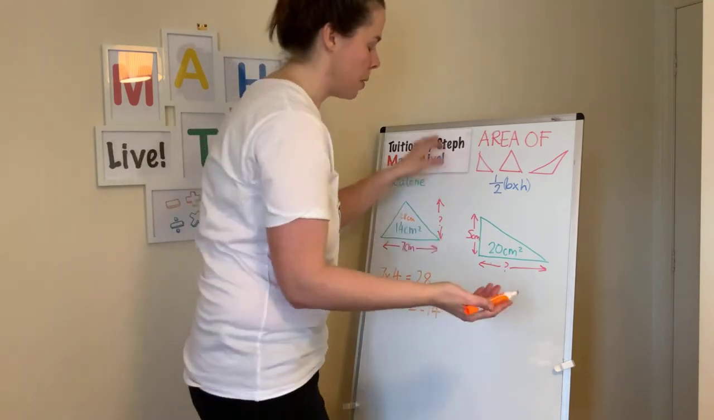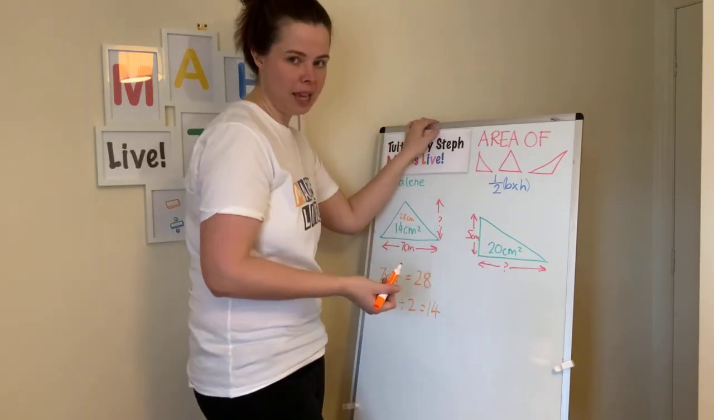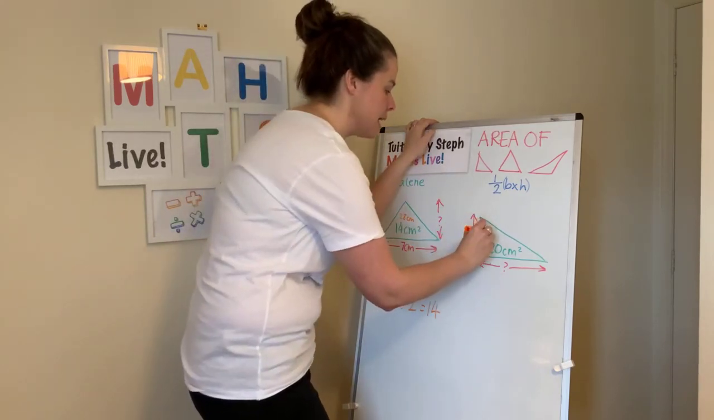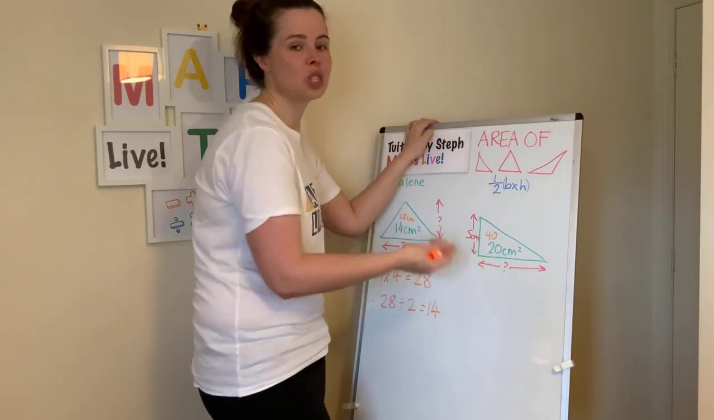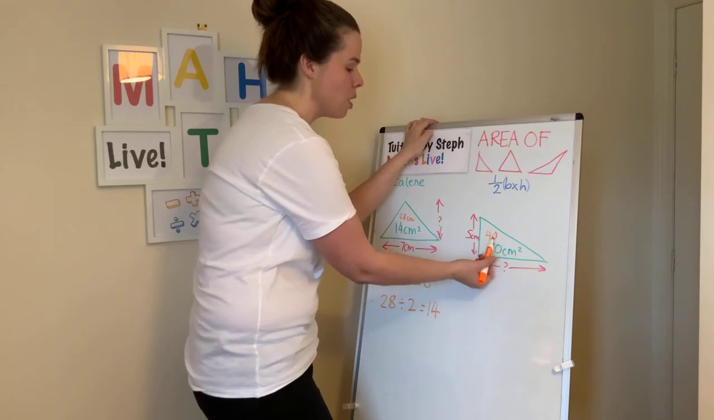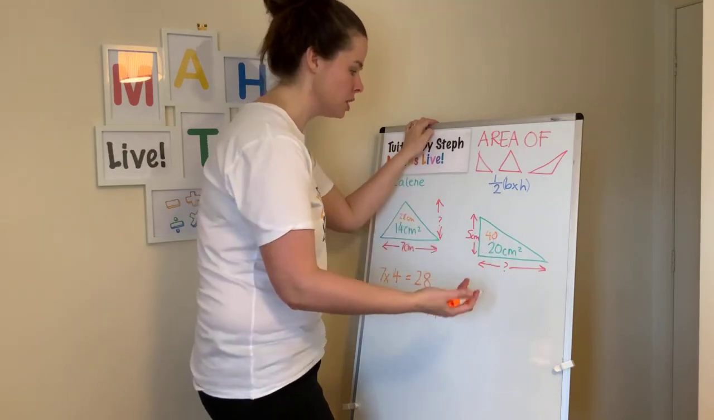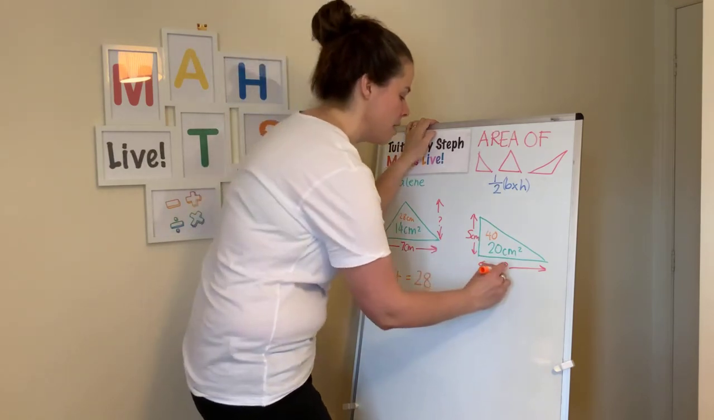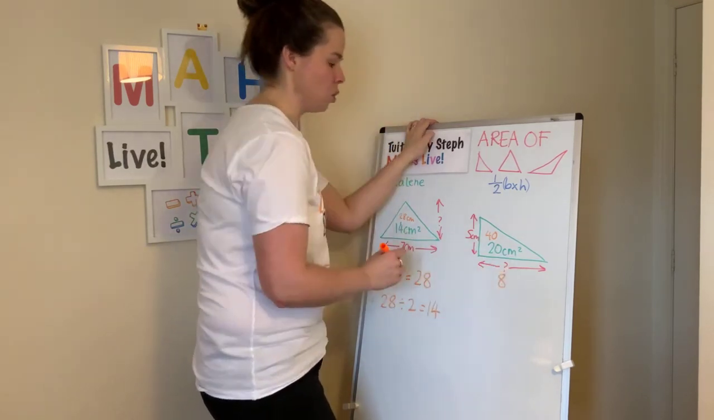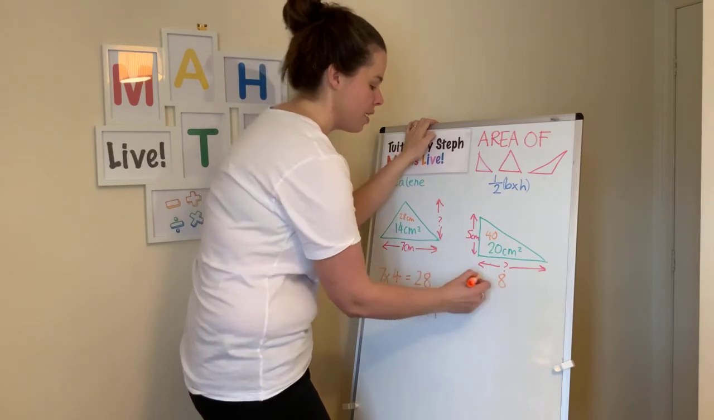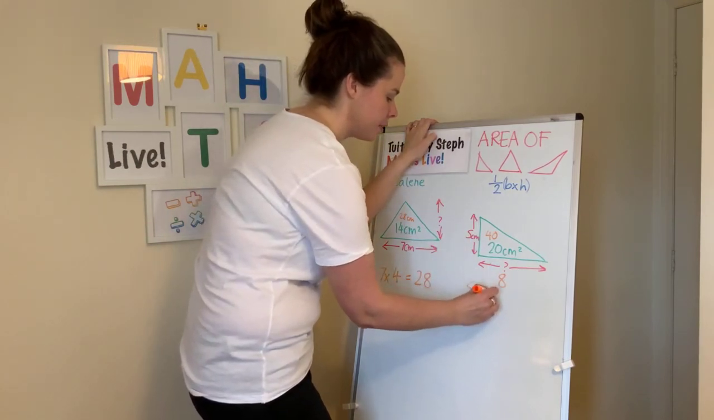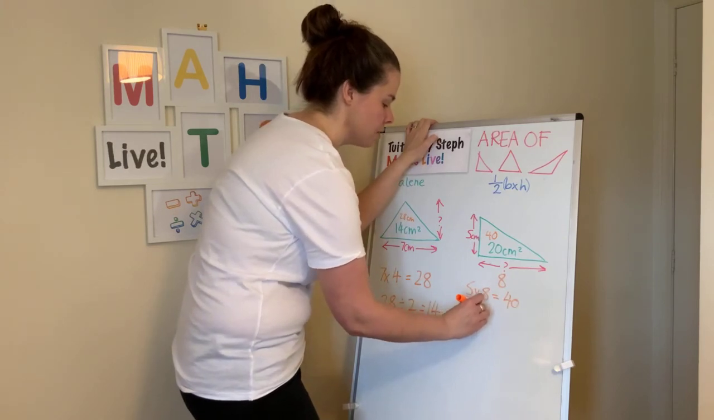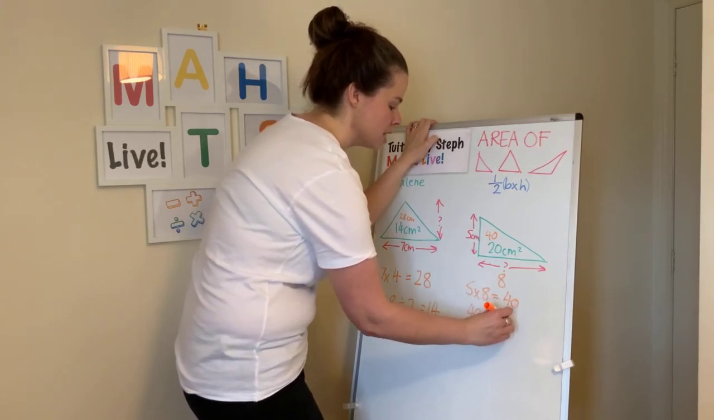Let's try on this one. The answer's 20, but if I hadn't halved it, it would be 40. So what do I times by 5 to make 40? 8. And if you check it, 5 times 8 equals 40. And then 40 divided by 2 is 20.